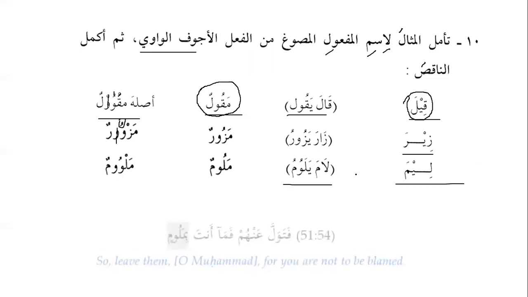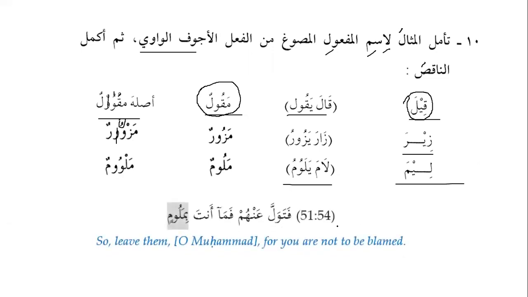And now we can see the verse of the Quran, أعوذ بالله من الشيطان الرجيم، فتولى عنهم فما أنت بملوم. Okay, what kind of ma is this? I hope you don't forget. Hijaziyah. And we know that sometimes there is a combination of ma with ba, as we can see here. So فَتَوَلَّ عَنْهُمْ فَمَا أَنْتَ بِمَلُومٍ.